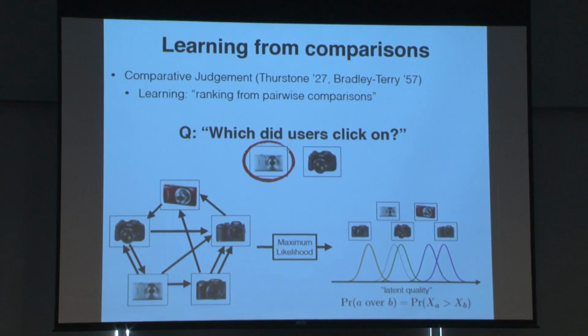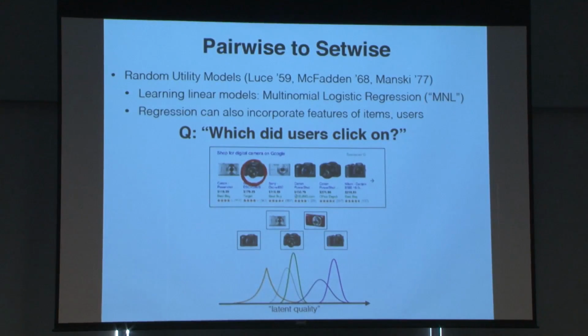All these models are closely related in this literature. And really, you're trying to learn where in this latent dimension of quality do these items live, and you're modeling choices as there being these distributions that are yellow, green, purple, et cetera, for these different cameras, and the probability of choosing A over B is the probability of getting a larger draw from X_A than from X_B.